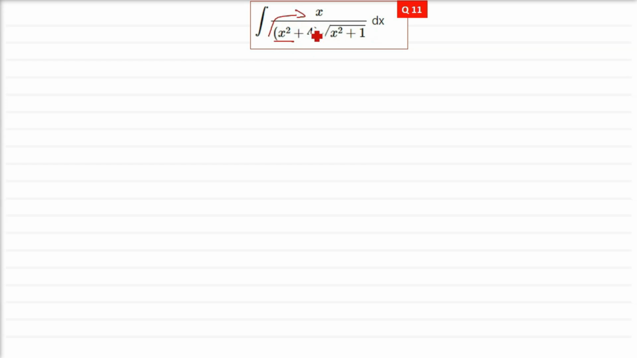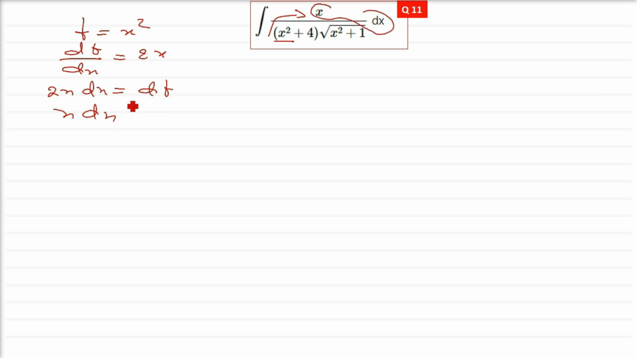So you just notice how we solve this question. First you take t equals x squared. So when you differentiate this, dt by dx will be equal to 2x. That means 2x dx will become dt. x dx will be dt by 2. Now we have got the numerator. We will change the denominator accordingly. x dx can be written as dt.